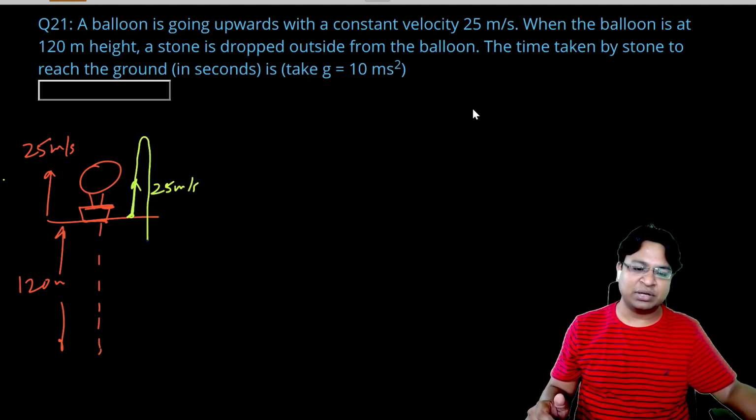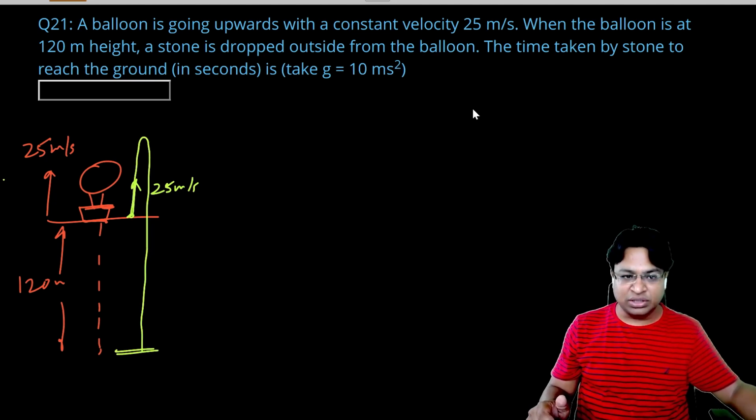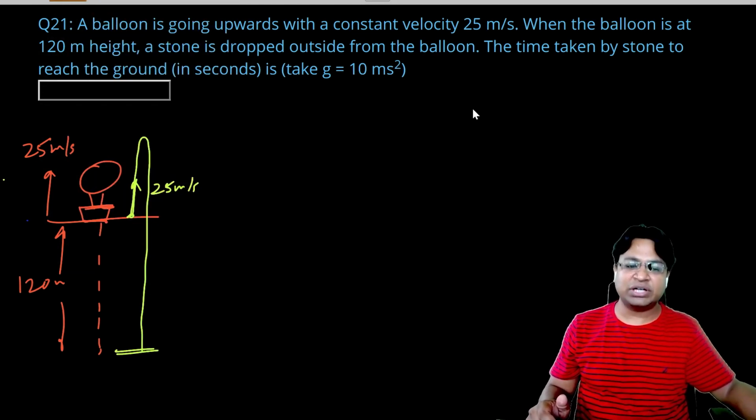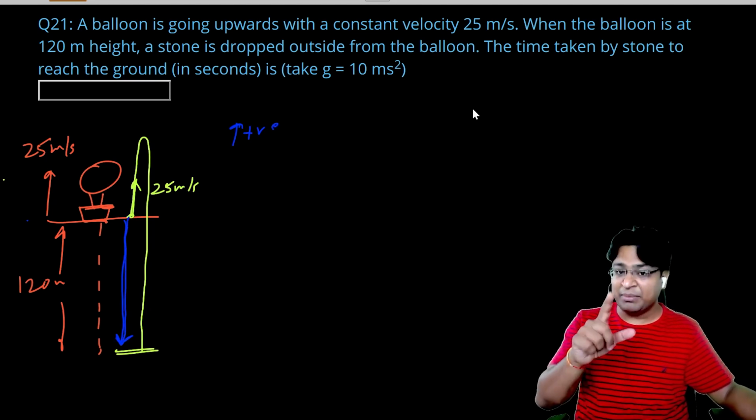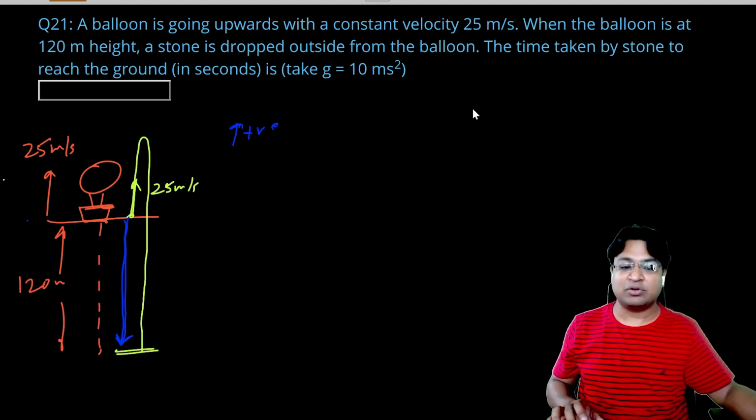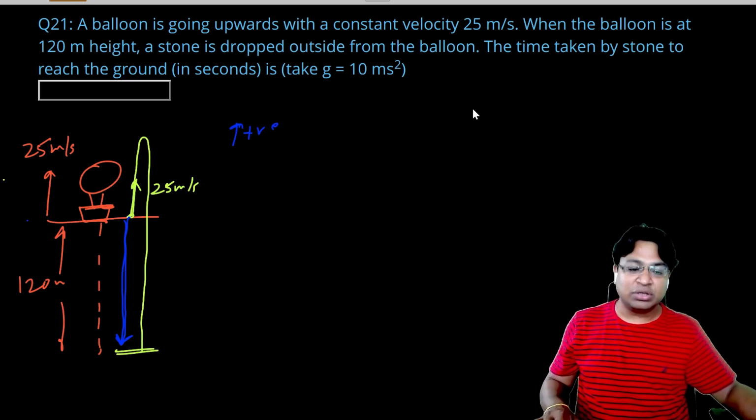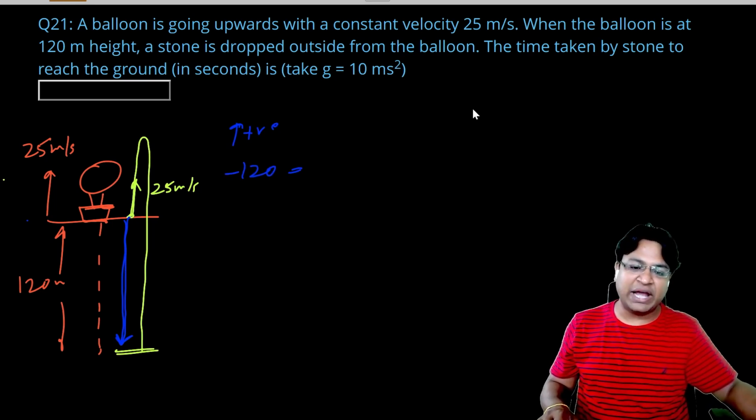So it goes up, it comes down, it hits the ground, and we have to find out the time. Now, during this entire course of motion, if I consider upward as positive, the displacement is downward, which is negative. Remember, displacement doesn't depend on the path taken. It only depends on the initial point and the final point. So the displacement is minus 120. So I'm planning to put values in S equal to ut plus half at square. So S is minus 120.